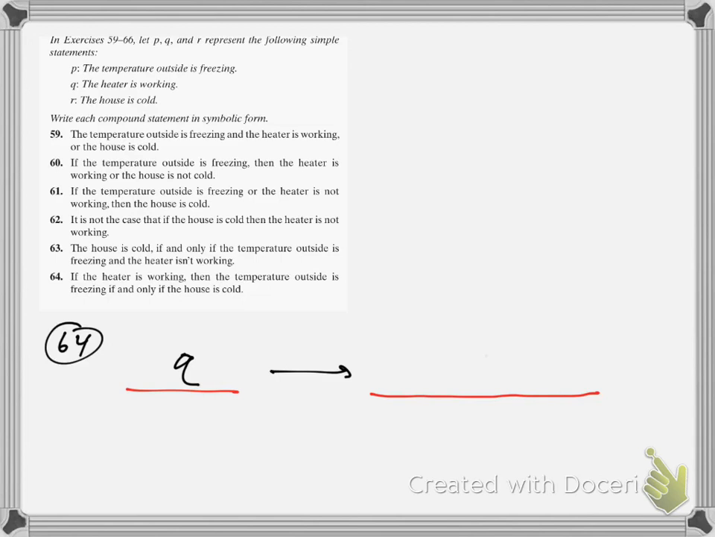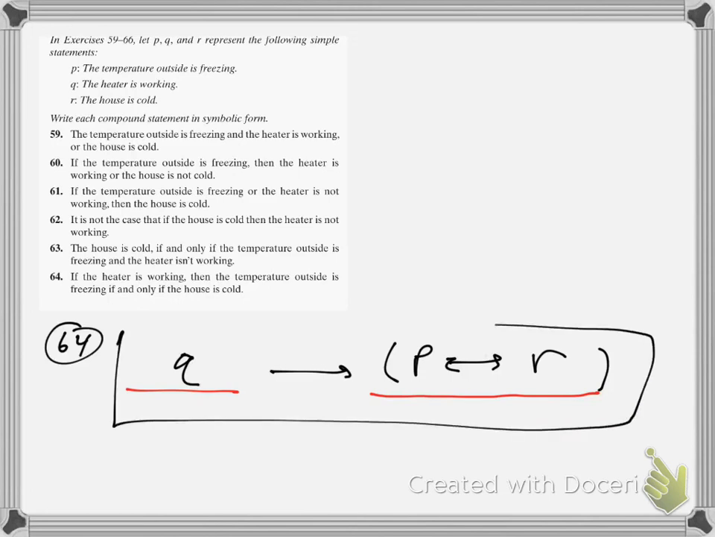That's the statement Q. Then on this side, I'm going to have some parentheses because I've got another whole compound statement on the other side of the then. So when we have a compound statement on the other side of a then, we should put a parenthesis. Then the temperature outside is freezing. That'd be P. If and only if is the double arrow. The house is cold, R. So that'd be my final answer.